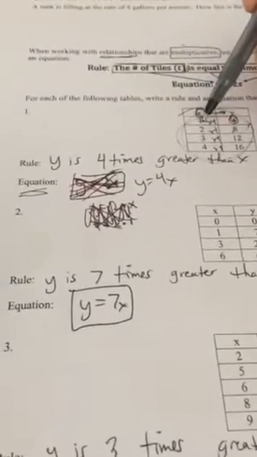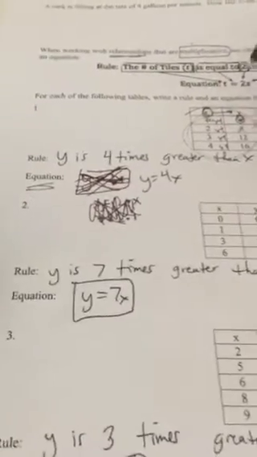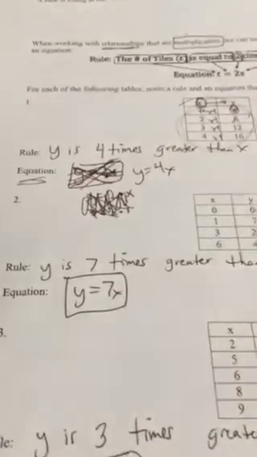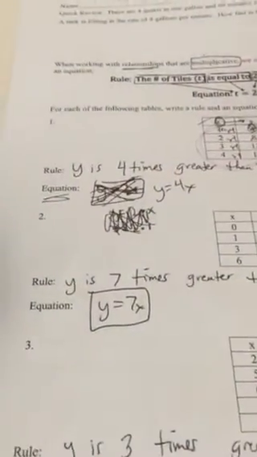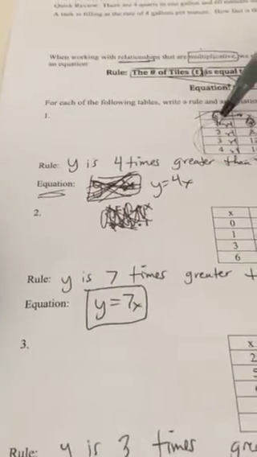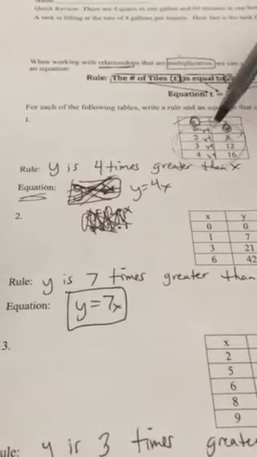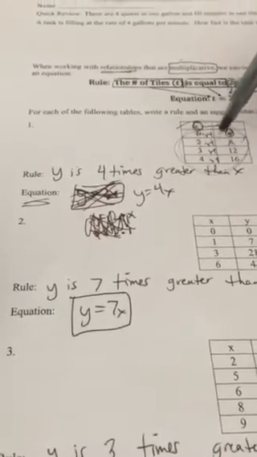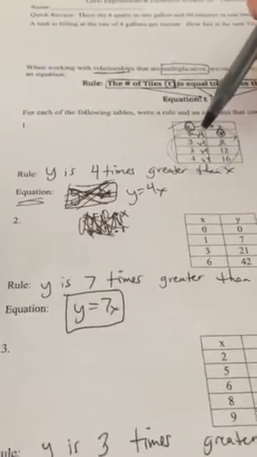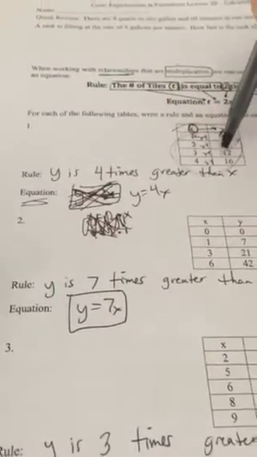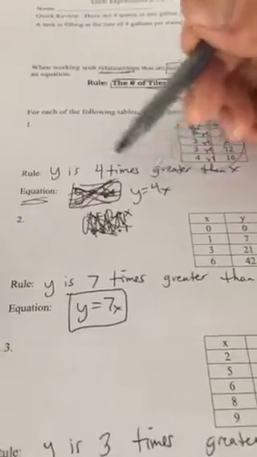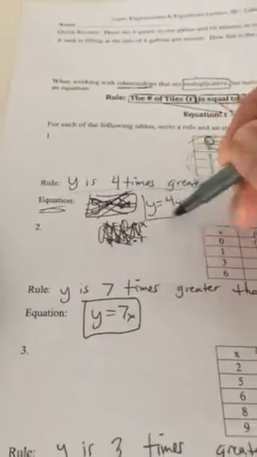Well, if I look at x, I have 1, y, I have 4. What's the relationship for 2 and 8? Because we're looking at multiplicative relationships, they're all going to be multiplicative. It's going to be 1 times what equals 4? That's going to be times 4. 2 times what equals 8? Times 4. So the rule is y is 4 times greater than x. That is the rule. This is going to be my equation, y equals 4x.